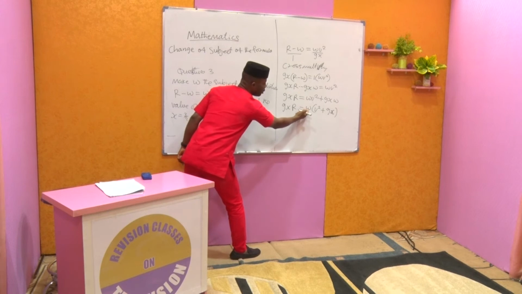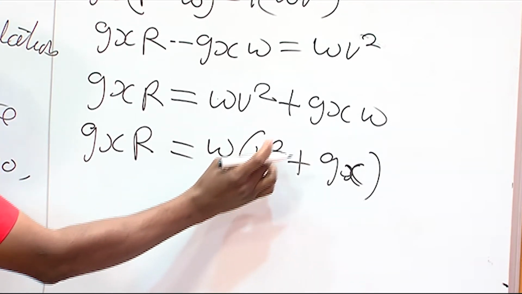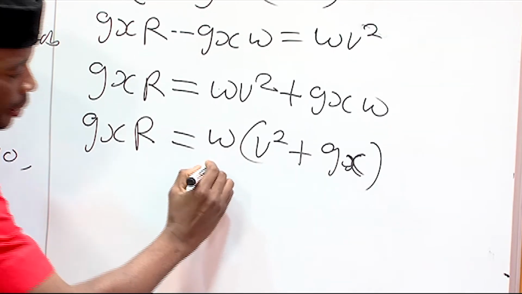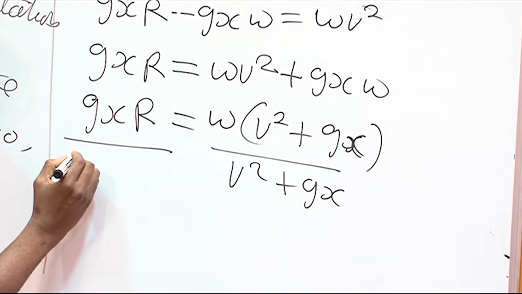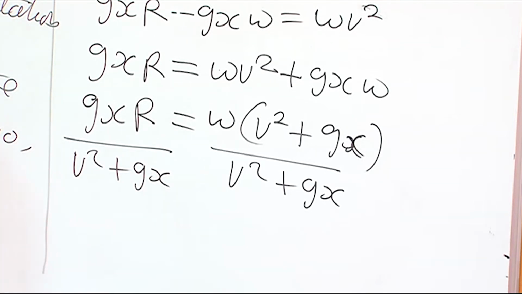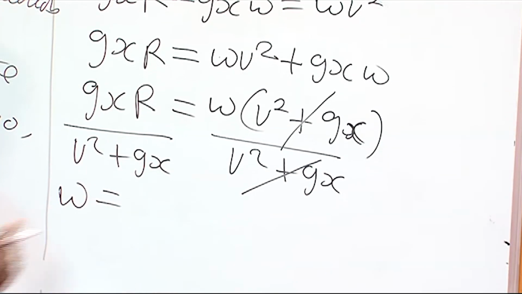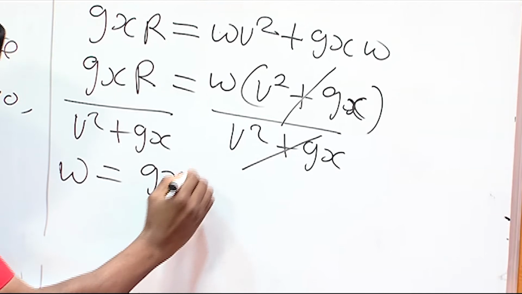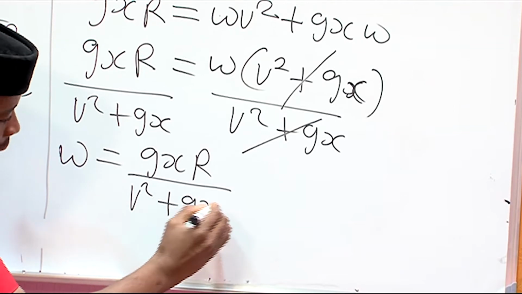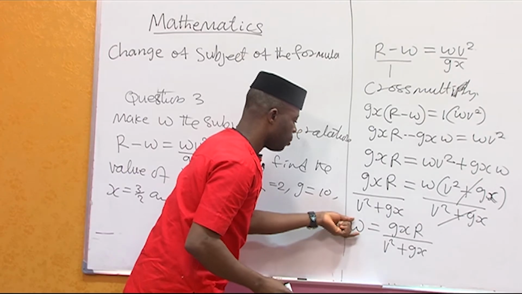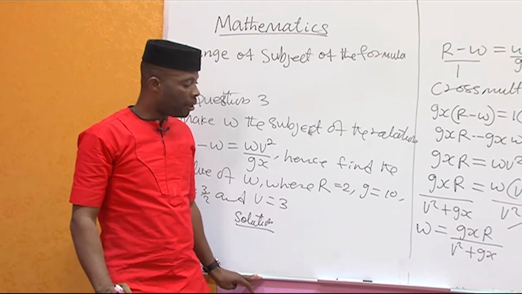To make W the subject of the formula, we divide by the coefficient. That is V square plus GS. We cancel so that W will stand alone. This is W equals to GSR all divided by V square plus GS.